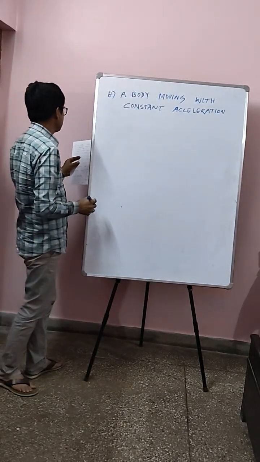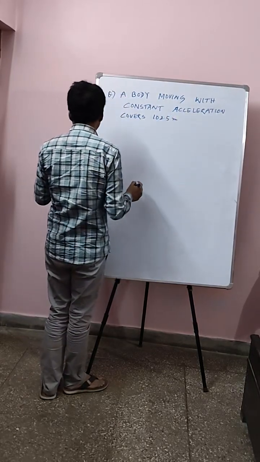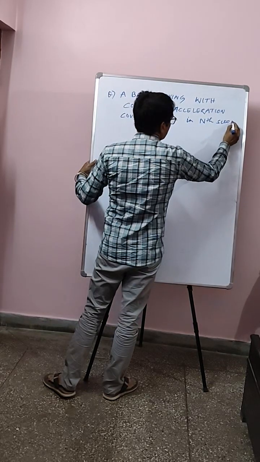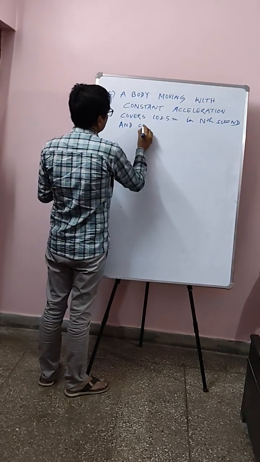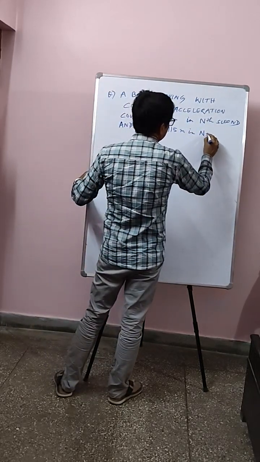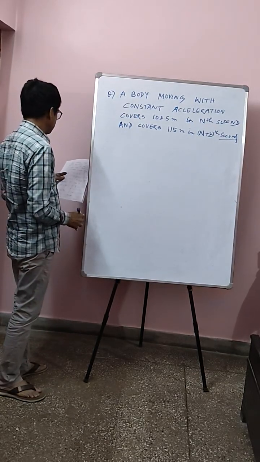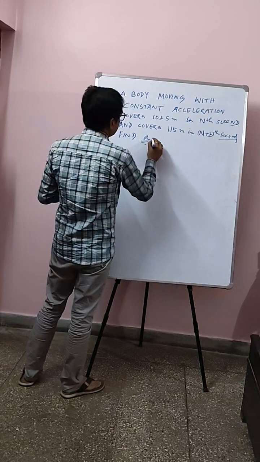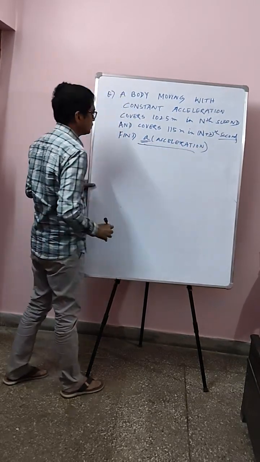A body is moving with constant acceleration, covers 102.5 meter in nth second, and covers 115 meter in n plus 2th second. So we have to find acceleration.